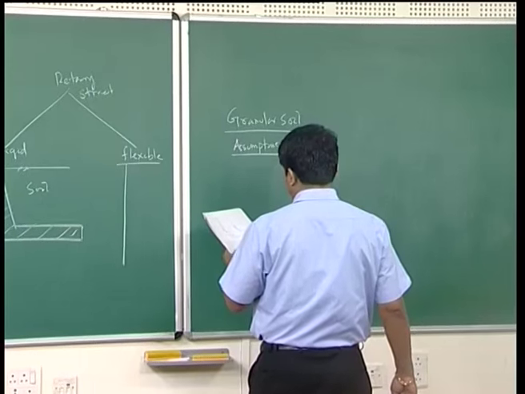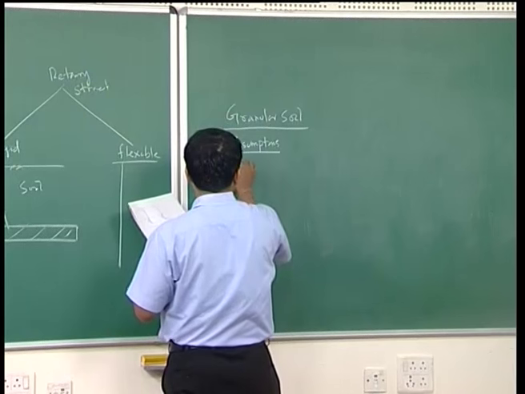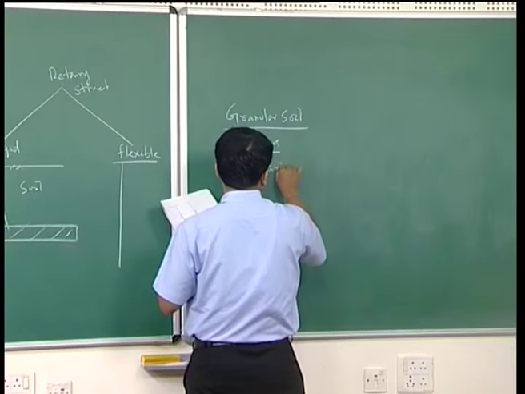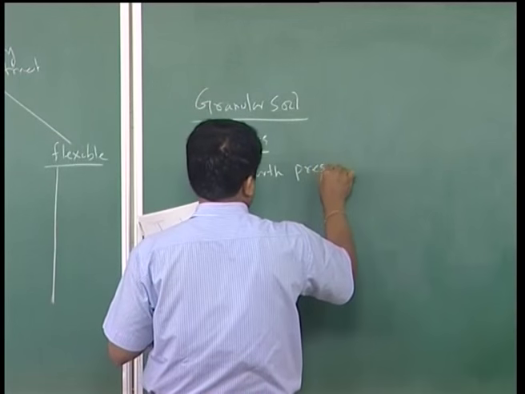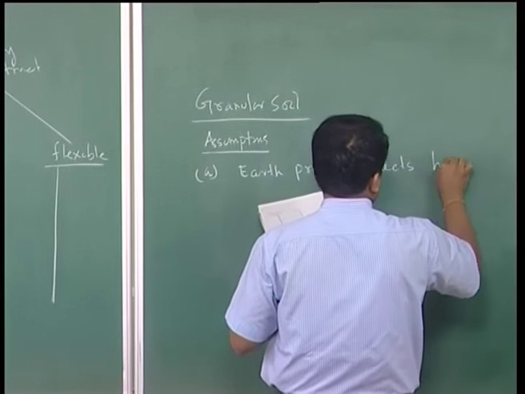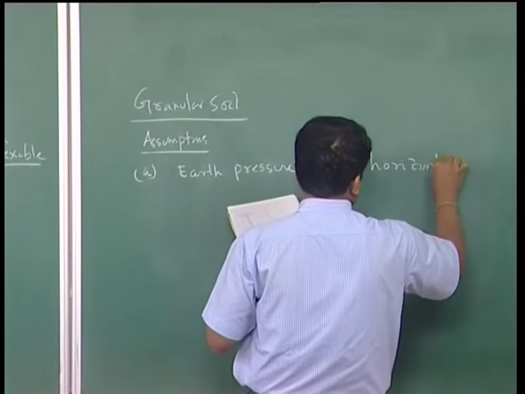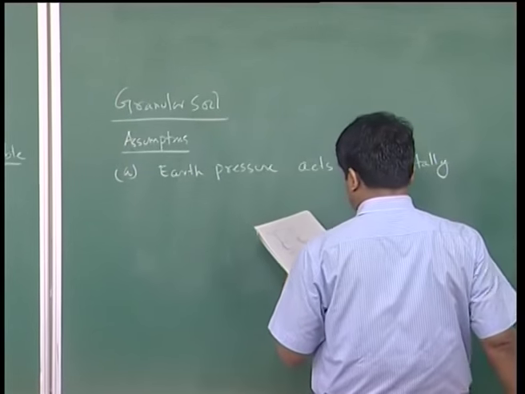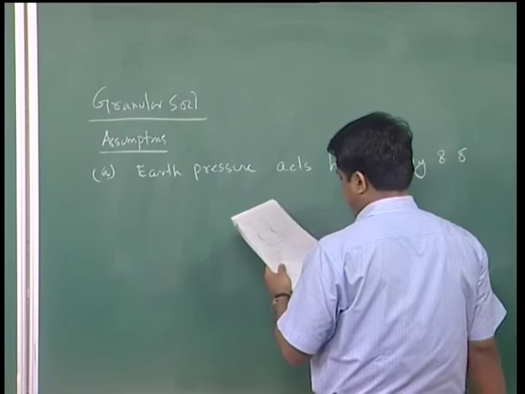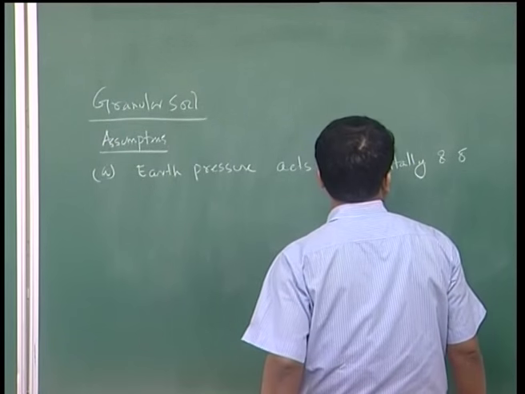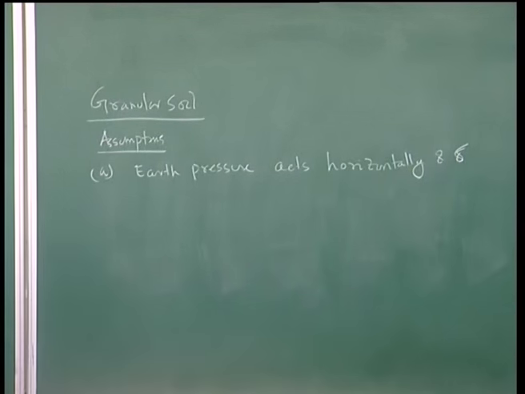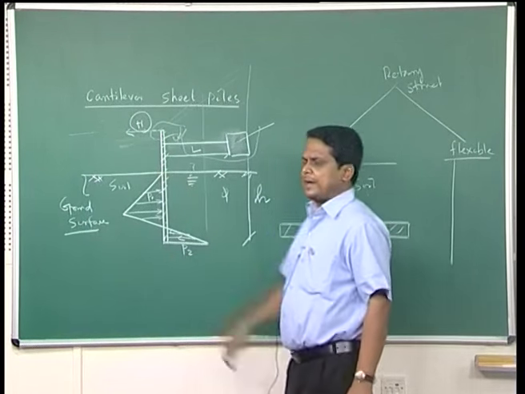So the assumption is earth pressure acts horizontally, and angle of friction, this is theta, angle of friction between the wall and the soil, this is called delta.